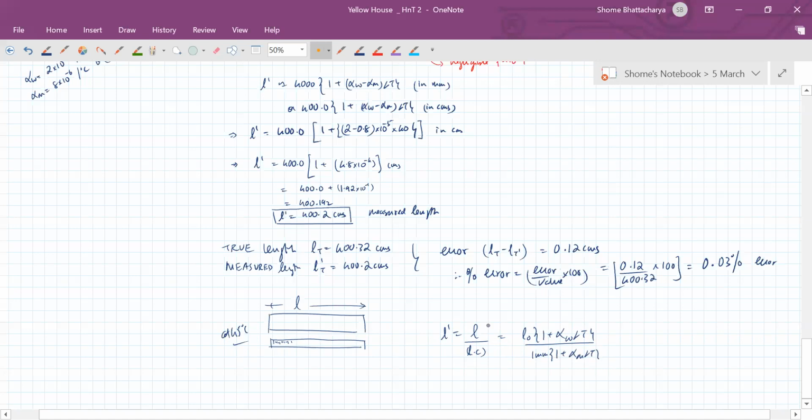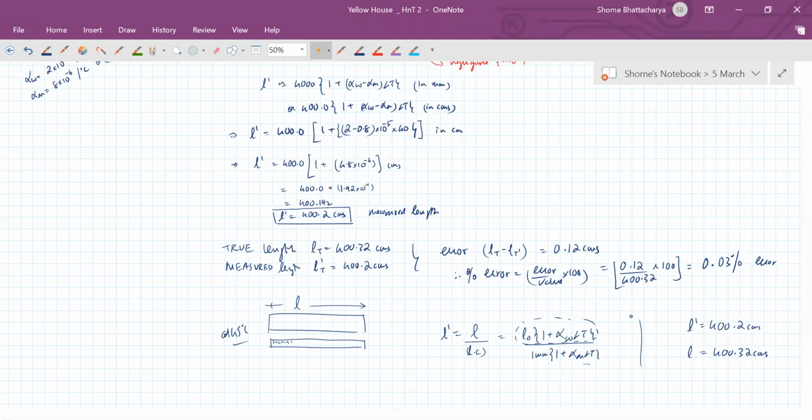Okay. So that is why L prime is not the same as L, because this is the value of L. But we are not using a scale whose least count is 1 millimeter. We are using a scale whose least count is slightly greater than 1 millimeter. So it ends up measuring a lesser value. So you can see that L prime comes out to be only 400.2 centimeters, whereas the true length was 400.32 centimeters at this temperature. So why is L prime coming out to be less than L? Because the scale itself has expanded. Is the point clear, Ansh?